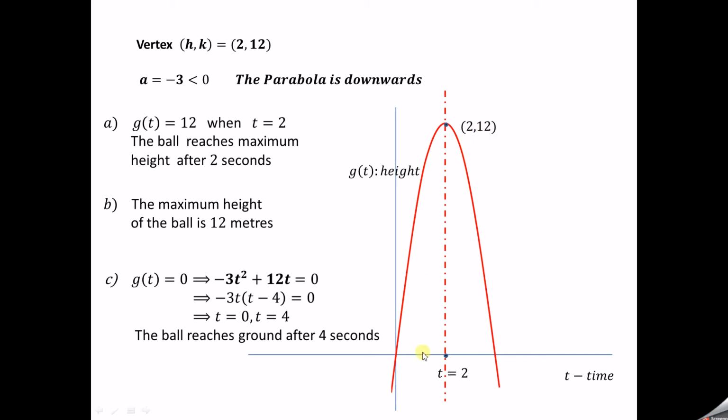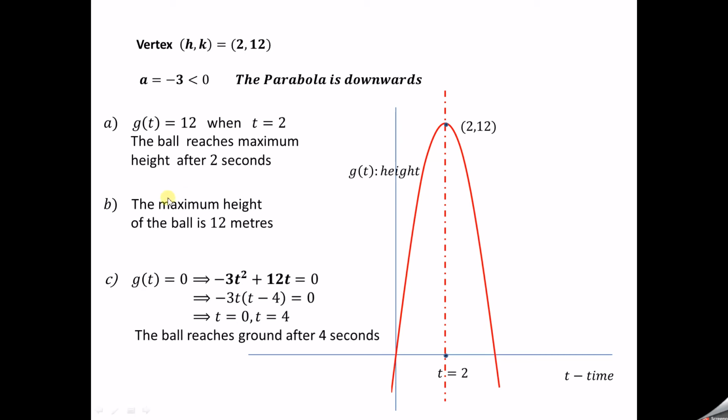Maximum height is 12 when time is 2 seconds. Therefore, g(t) equals 12 when t equals 2, which tells us that the ball reaches maximum height after 2 seconds. That is the answer for the first option A.